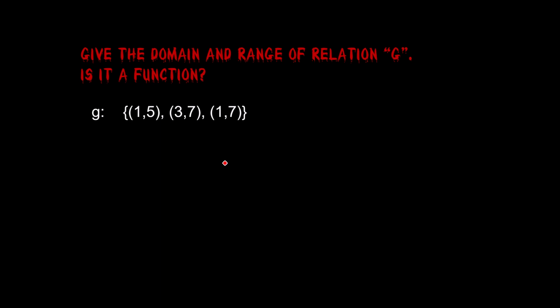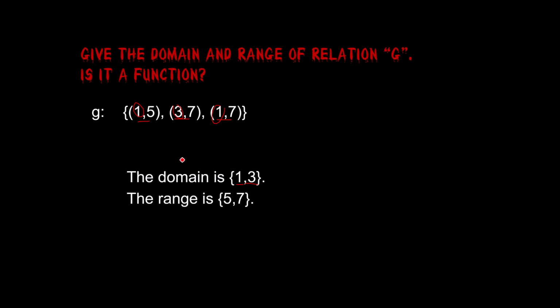I have the coordinate 1, 5, the coordinate 3, 7, and the coordinate 1, 7. Is this a function? Well, first of all, what is the domain? The domain is the set of first items, just like before. 1, 3, and 1. Of course, we only write the 1 and the 3 one time. The range then is the list of second items, the 5, the 7, and the 7.